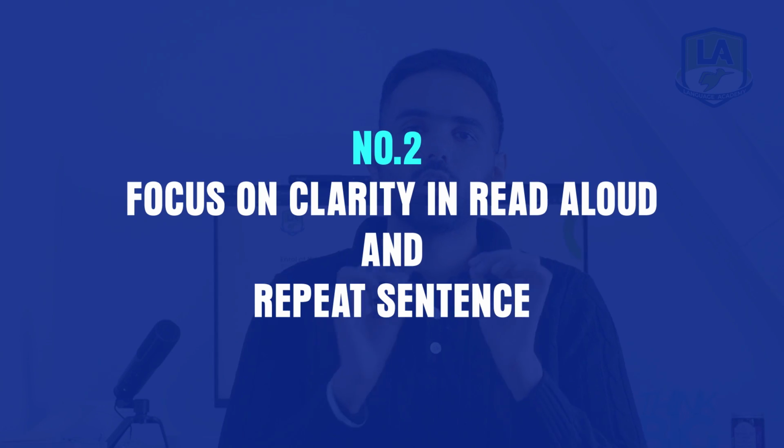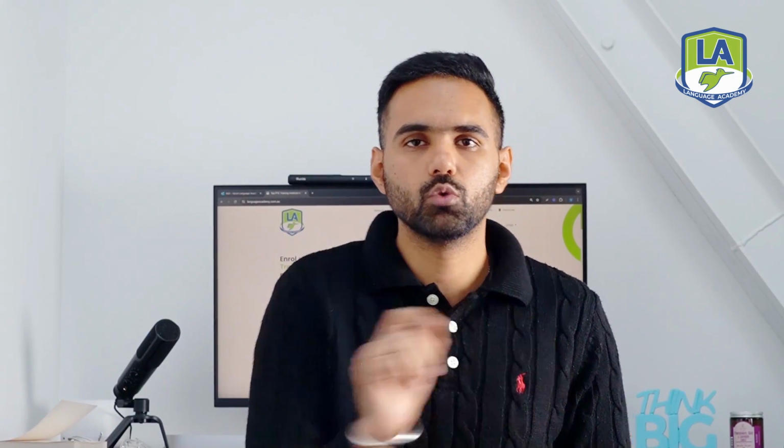Number 2 is your clarity in read aloud and repeat sentence. There used to be a time when students used to speak too fast and they used to get 90 in speaking, but that is not going to work anymore. You need to make sure that you focus on your clarity. Your speed is important, your fluency is important, but it's not the most important thing. You can go slightly slow, but clarity should be your main preference.